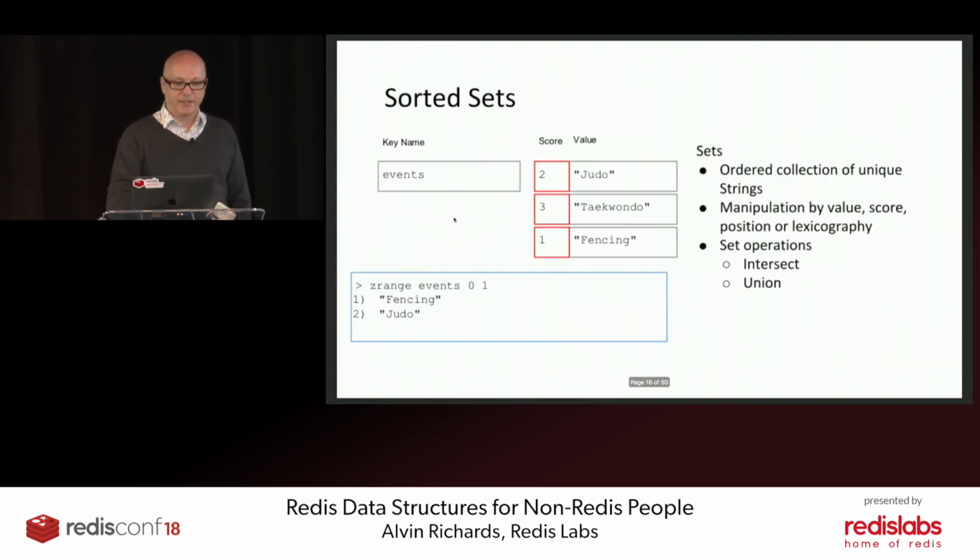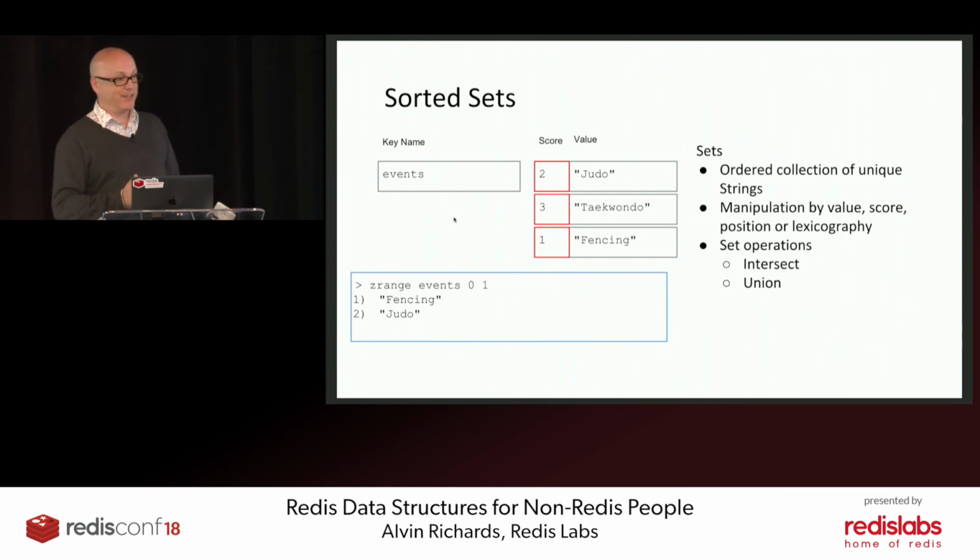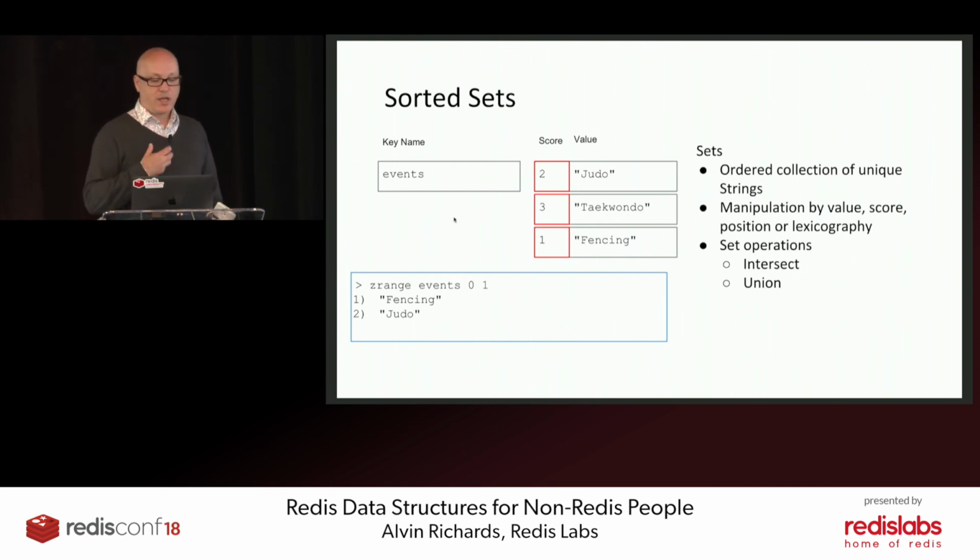A variant of sets is a sorted set. And unremarkably, this is an ordered collection of unique strings. And so when you add a value into a sorted set, what you do is you specify a score.